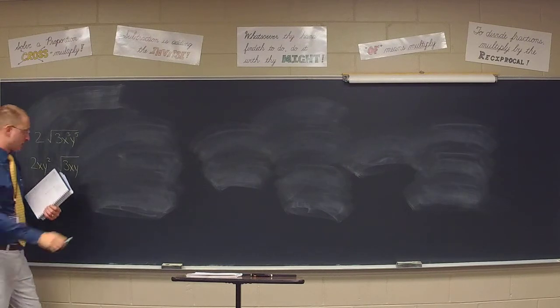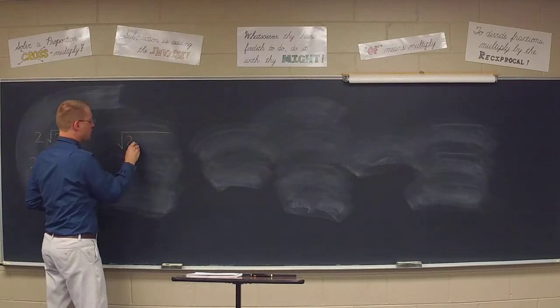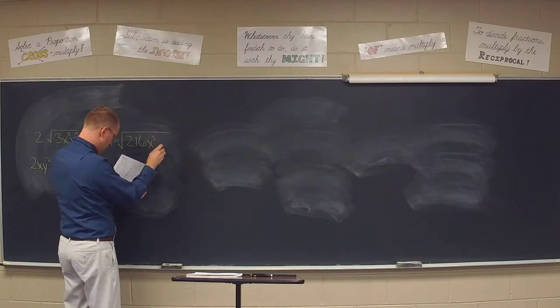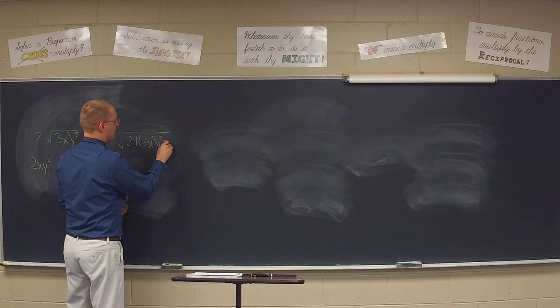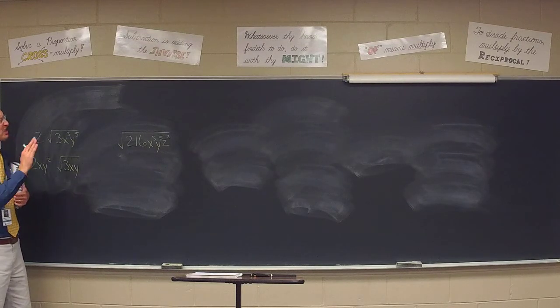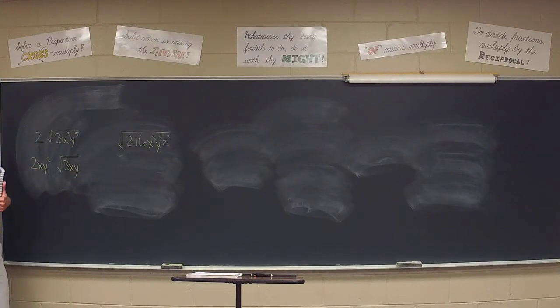All right, Brecken, on the next one, we have the square root of 216 x cubed y to the 5th z squared. Now on the surface, that number 216 is just a huge number, right? And so it can be a little bit daunting. But as you look at it, you should think, wait, 216 is a special number. What is 216?